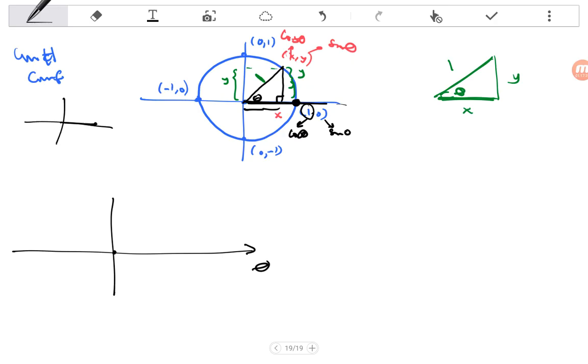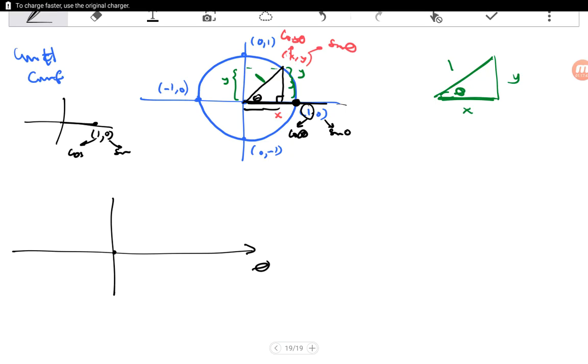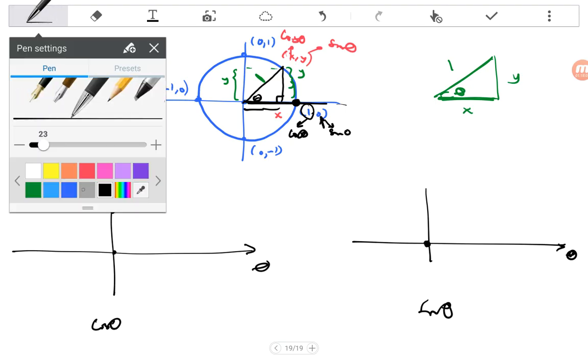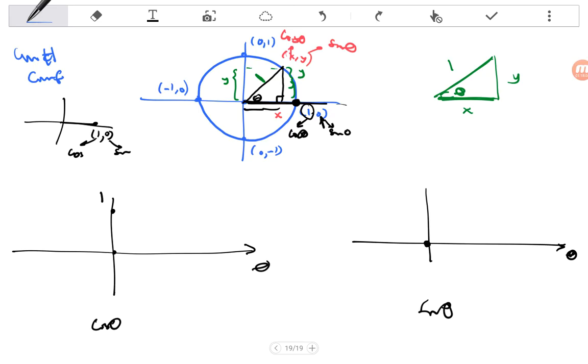What is the coordinate of this point? It is 1 and 0. So 1 is the cosine of this angle and 0 is the sine of this angle. So if I have a graph of cosine theta and a graph of sine theta, at the first point, which is 0 at the origin, cosine 0 is equal to 1, but sine 0 is equal to 0. This is the first point in cosine theta, and this is the first point in sine theta.